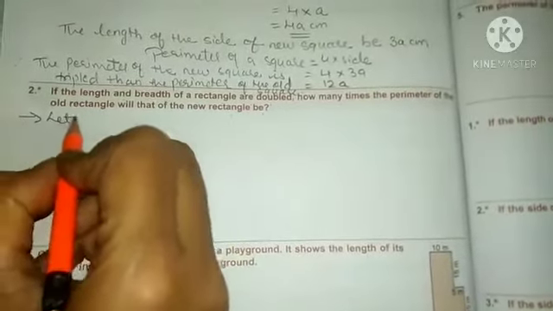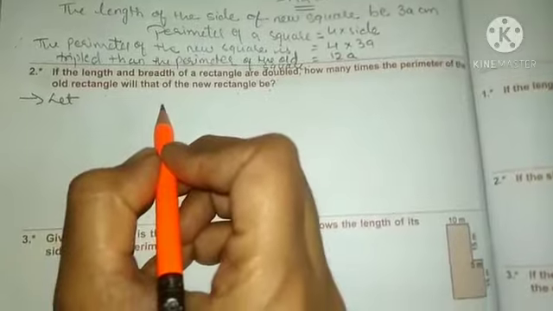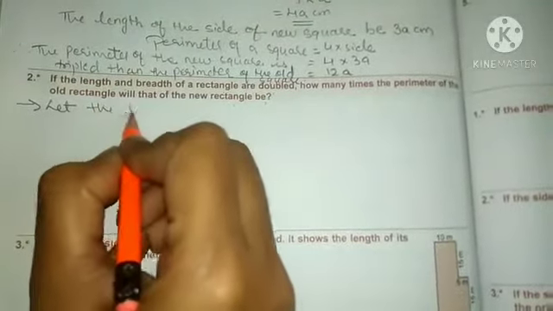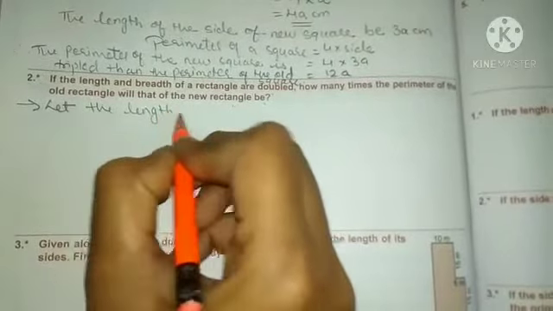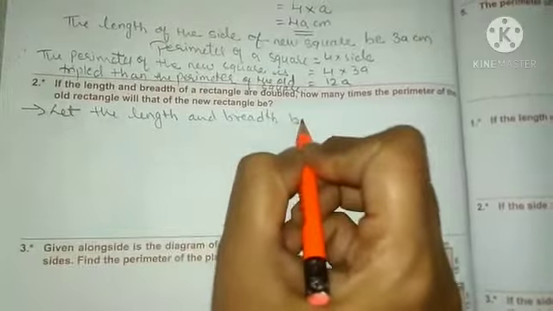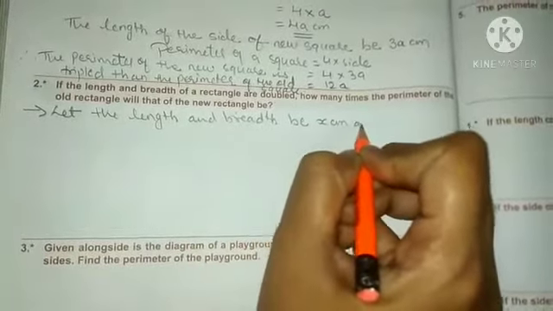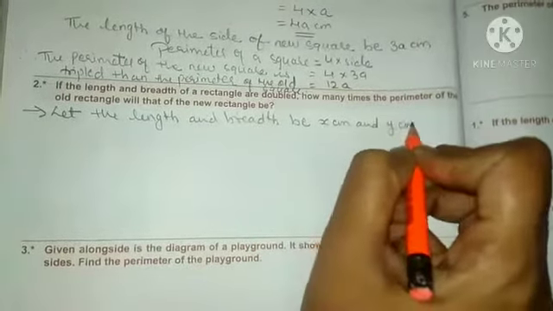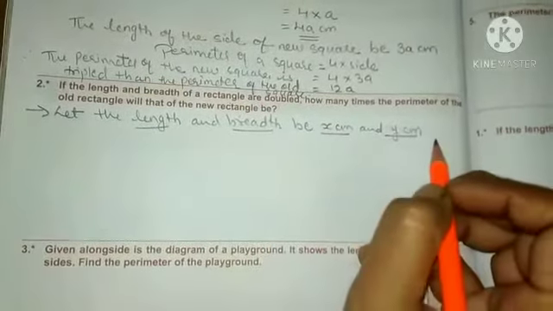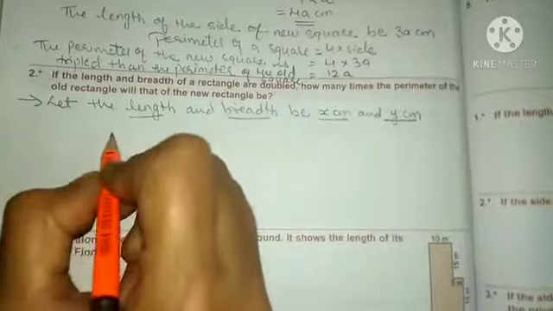So here again the length and breadth is not given, so we have to assume that. So let the length and breadth be x centimeter and y centimeter. Clear? Length we have taken as x, breadth we have taken as y. Understood? Now what is the formula?